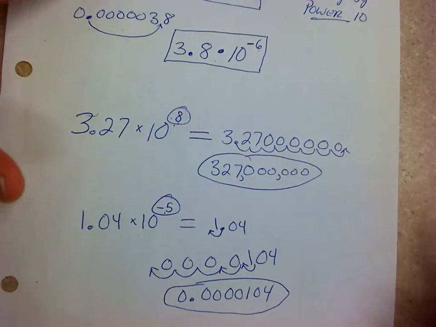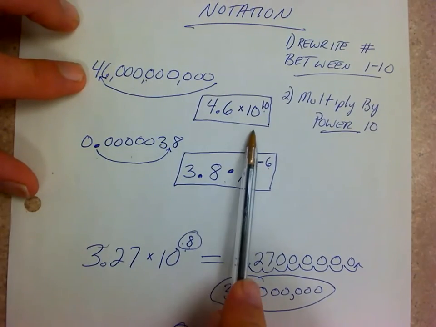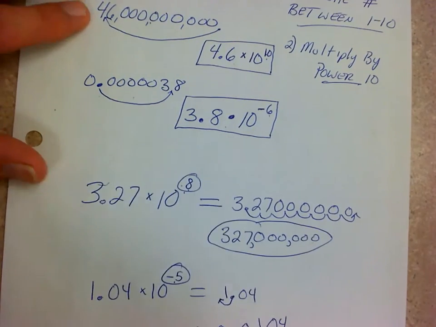So the goal is to be able to flop back and forth between standard form to scientific notation or scientific notation back to standard form. Hopefully that'll give you enough guidelines for tonight.